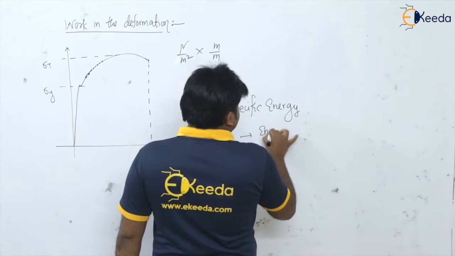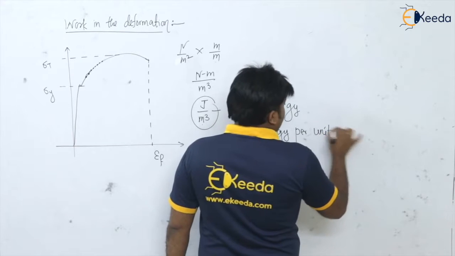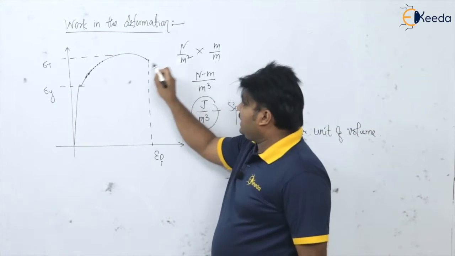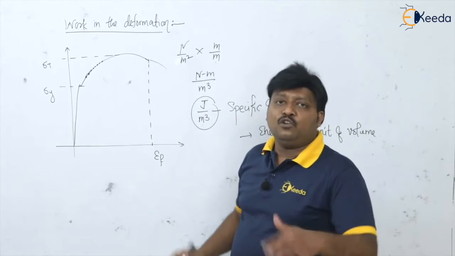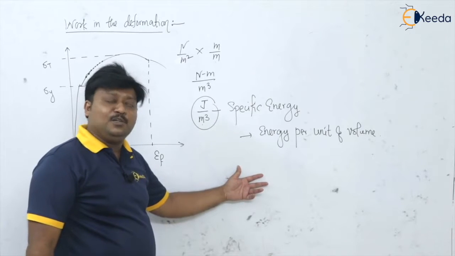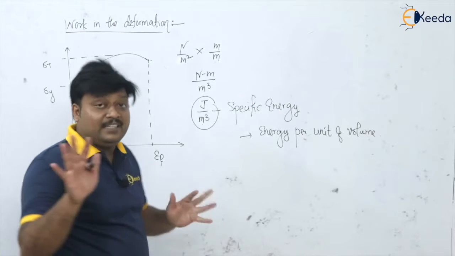That is energy per unit of volume. See, if I go up to the fracture point, of course this is the modulus of toughness. It is nothing but again energy per unit of volume. But here I am not interested in the toughness, I am talking about the work done.